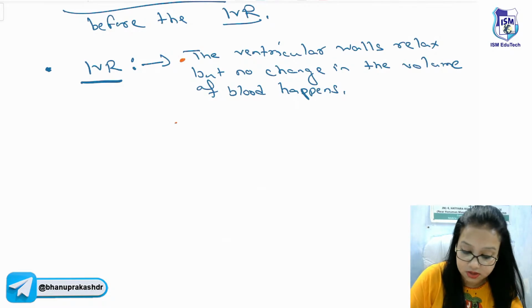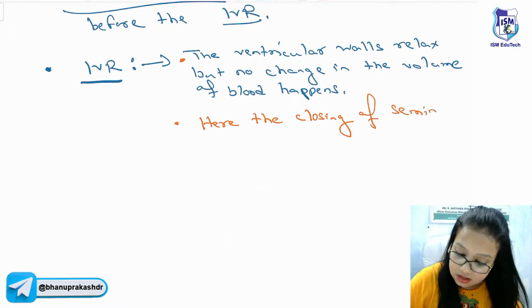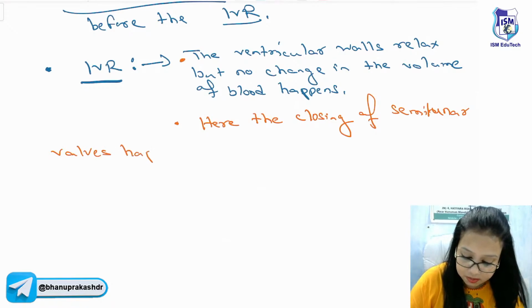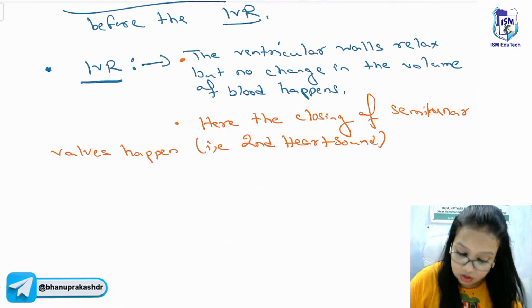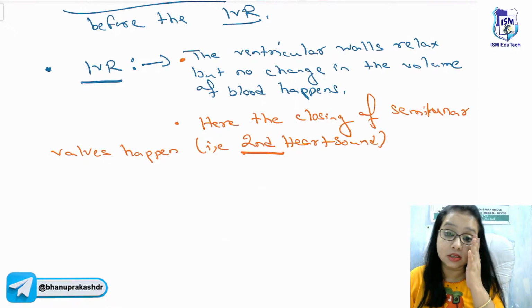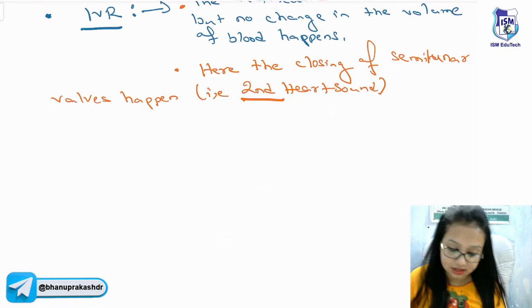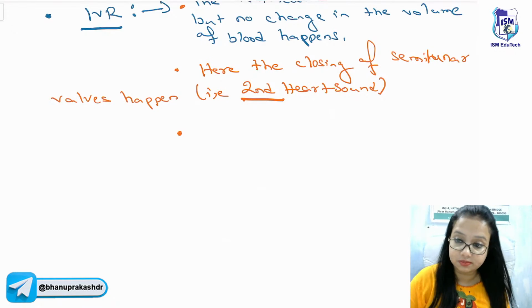Another important phenomenon we have to understand is that here the closing of semi-lunar valves happens. That is the second heart sound. So it is during the isovolumetric relaxation of the heart that we hear the second heart sound. This is the second characteristic of it. And what is the third characteristic of this isovolumetric relaxation?